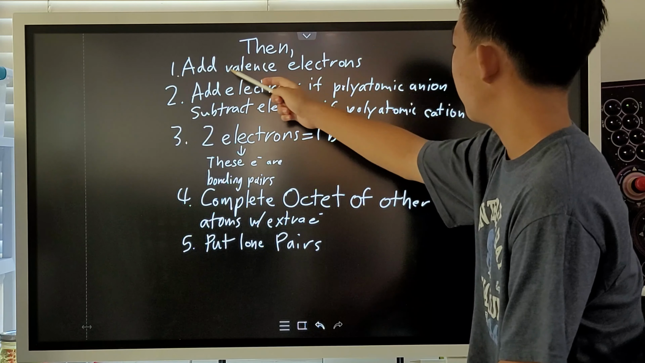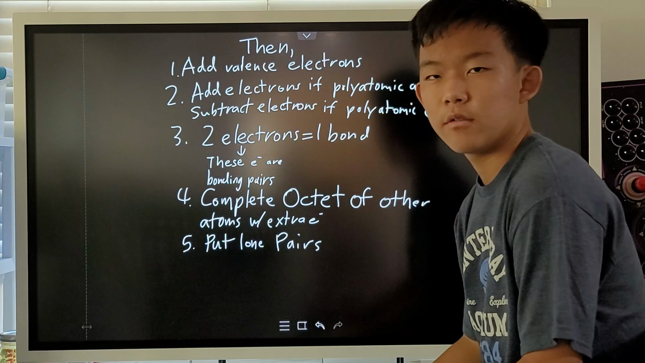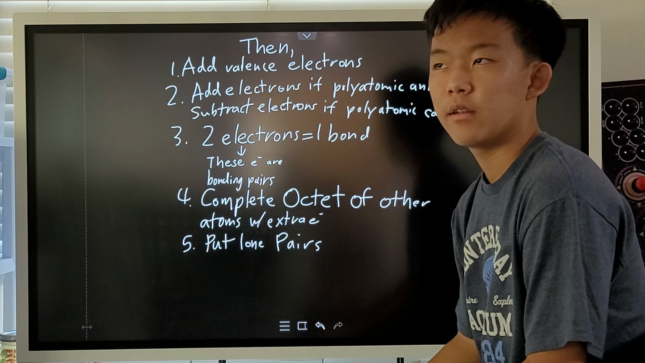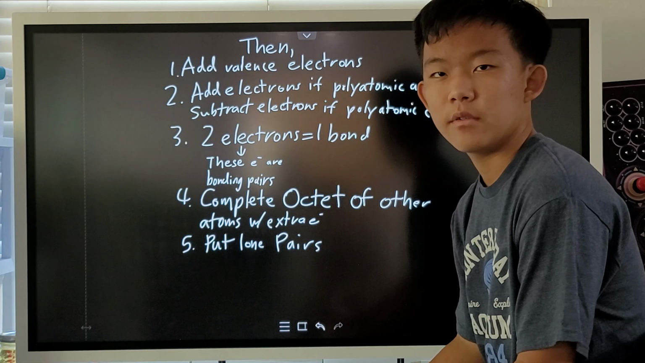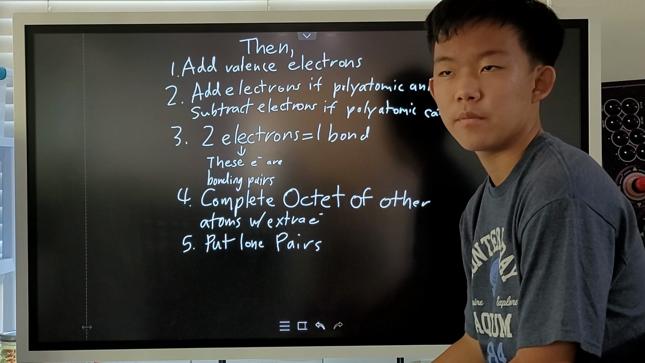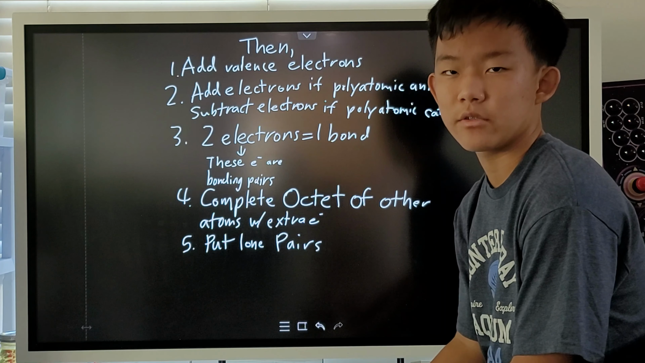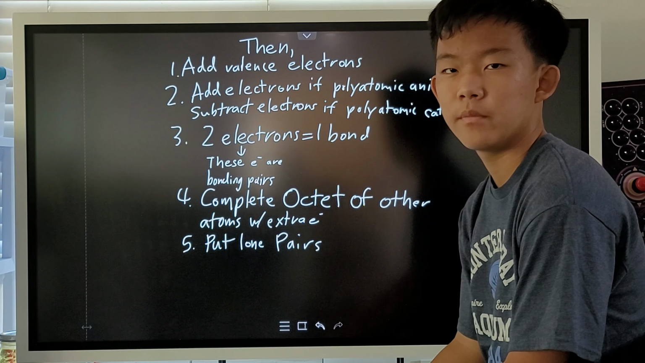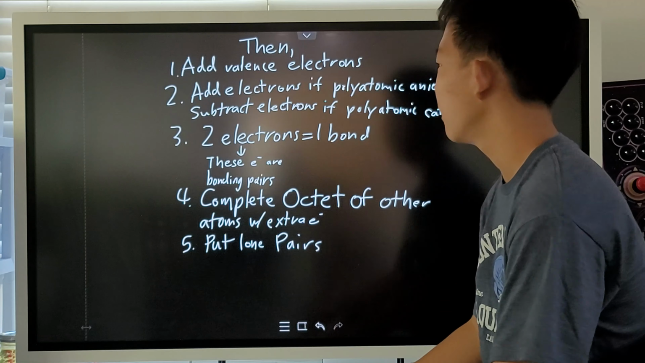Then we have to add the valence electrons. In other words, if you have, say, methane, each hydrogen, there are 4 of them, will have 1 electron, and we add the carbon's valence electrons, which are 4. So there will be a total of 8 electrons. That will be very useful later when we graph it.